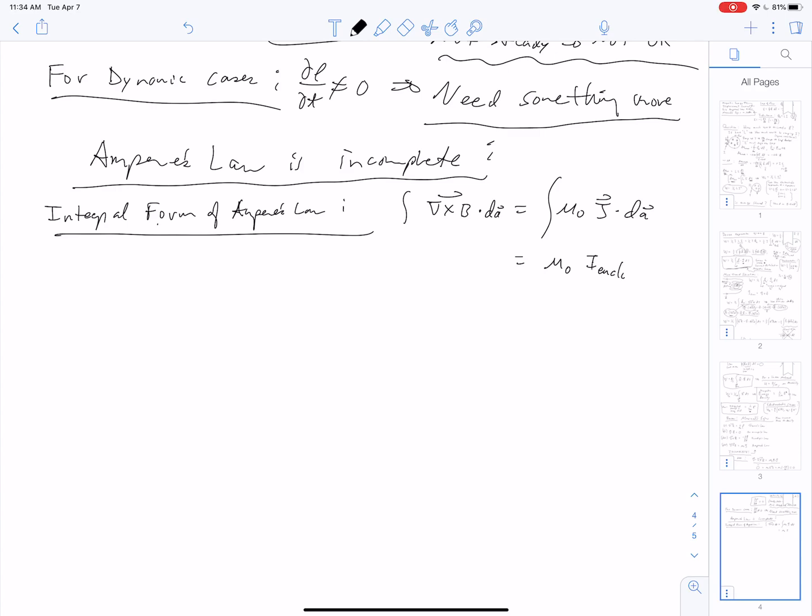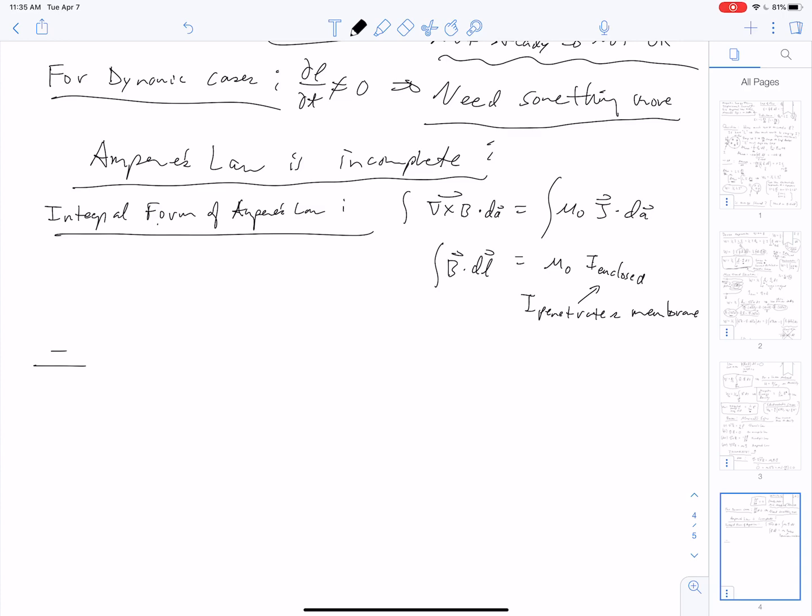We call it the current enclosed, but it's really the I that penetrates the membrane. And of course I have the integral of ∇ × B dot dA. We can then use Stokes' theorem and we get the integral of B dot dl. Okay, so you all know this formula, but now let's apply it to a certain kind of circuit.